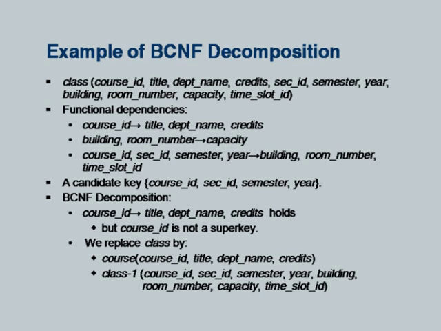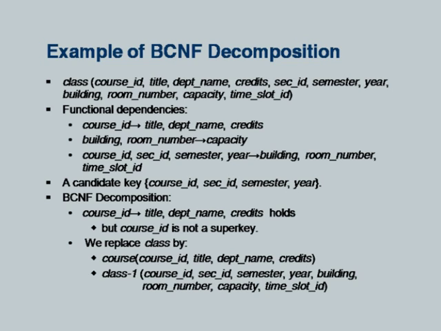So once you have done that, we'll have to see what decompositions are required. Now if you take the first one, course ID, title, department name, credits, it's clear that course ID is not a super key because I've joined it with section. There are many sections per course. Therefore, we decompose into course: course ID, title, department name, credits, and then class 1, which is the remaining attributes. Course ID, the left hand side, will repeat here, along with all the remaining attributes.